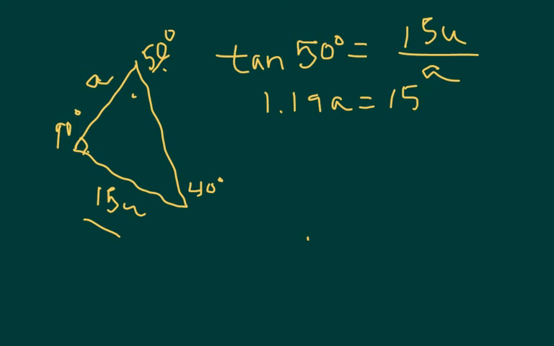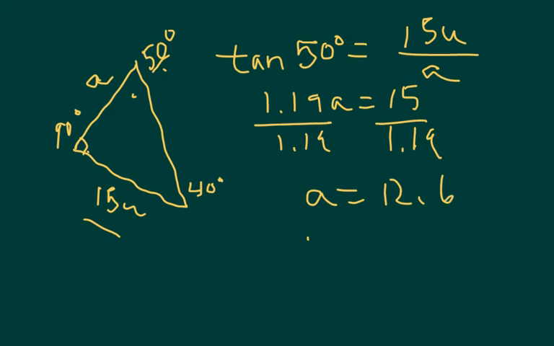And then to figure out what A is, I'm going to have to divide by 1.19. Divide both sides by 1.19. And we would see that A, as I'll punch it in here, equals 12.6. Yeah, reasonable, because another characteristic of triangles is that the length of sides are proportional to the size of the opposite angles.